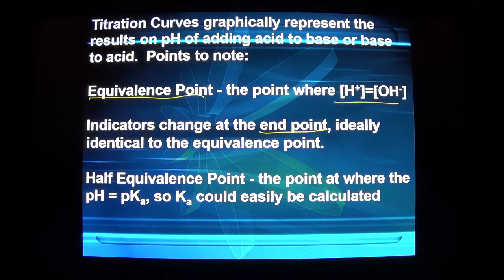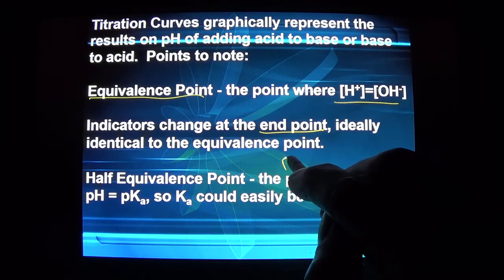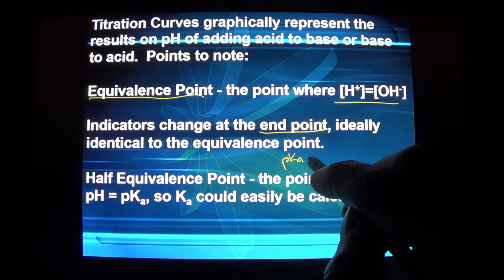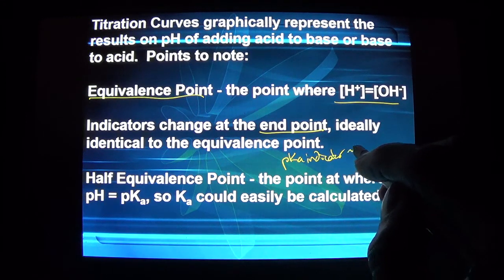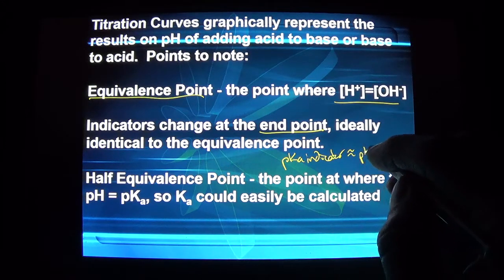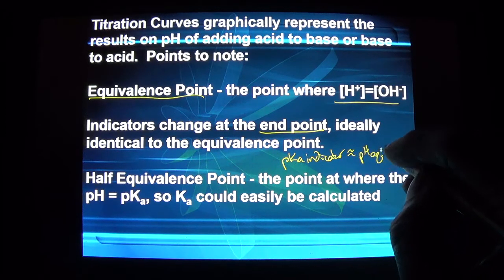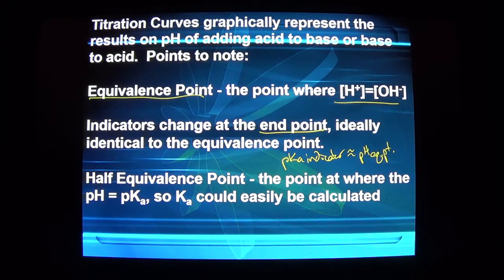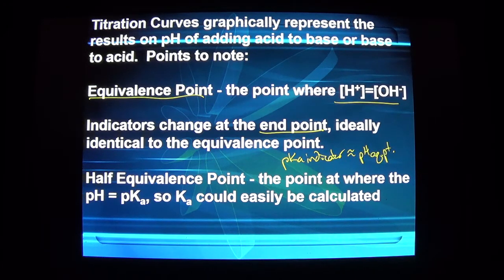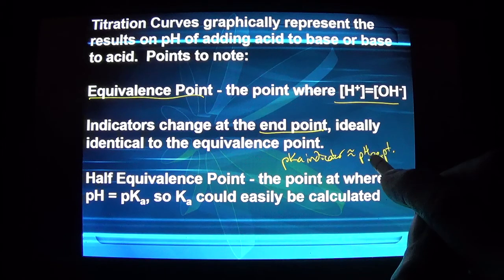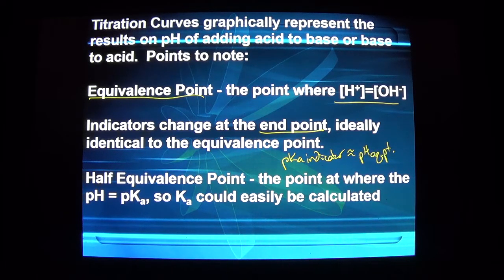How do you do that? You double check that the pKa of the indicator is very similar to the pH of your equivalence point. So you calculate or guess what you think the equivalence point is going to be. You should be able to make at least an educated guess. And then you find an indicator with a pKa extremely close to that pH. So pKa very, very close to pH is what you'd want to go with.